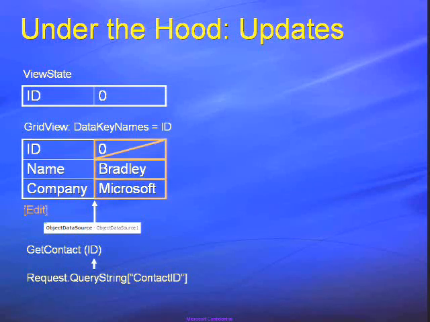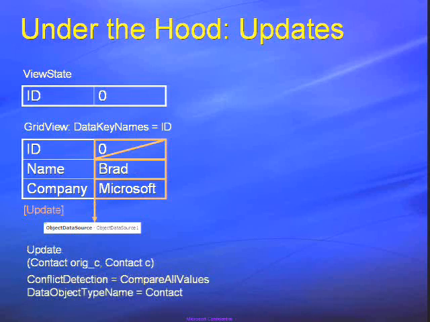And then when I put that grid into edit mode, the primary key is read-only in this case, so it doesn't allow me to update it. But say I update Bradley to Brad, and then call update to submit that back. And remember, my update signature looks like this. It wants an original object and a new object.